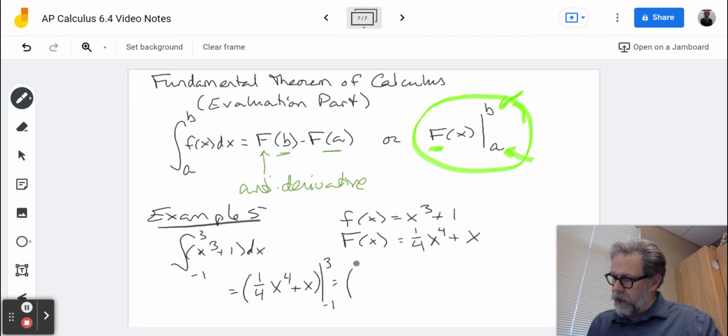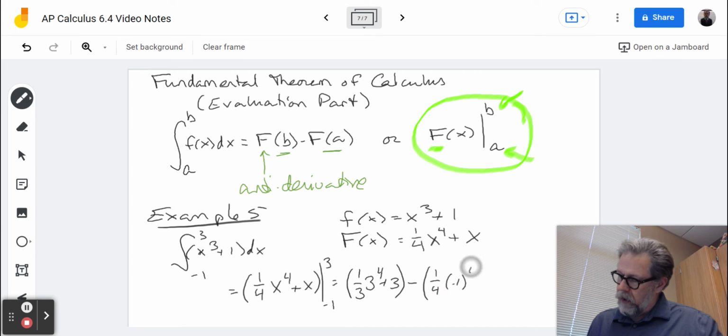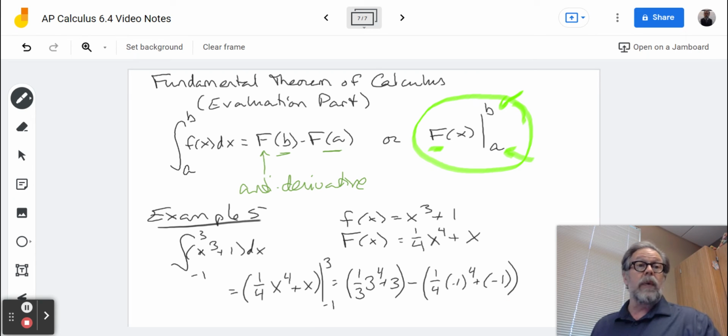So first thing we're going to do is plug in the 3: 1/4 times 3 to the fourth plus 3. Second thing we're going to do is plug in the -1: 1/4 times -1 to the fourth plus -1. We are going to subtract them, and when we do, we get 24.